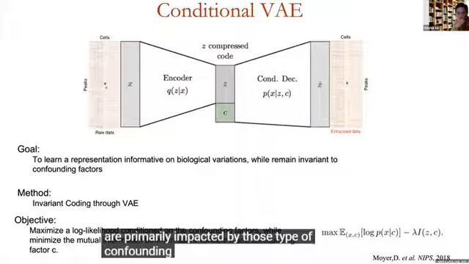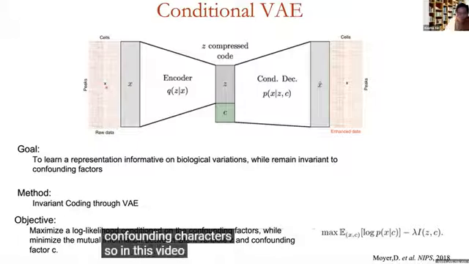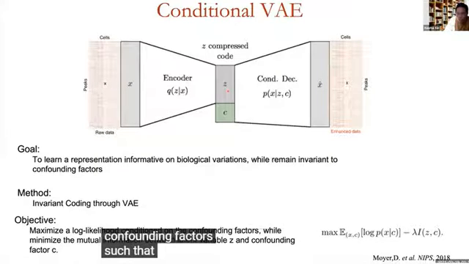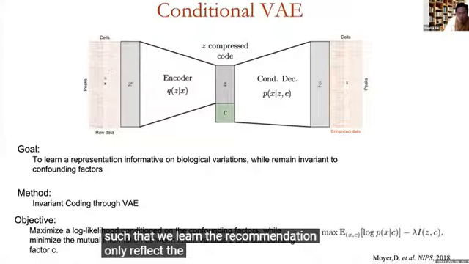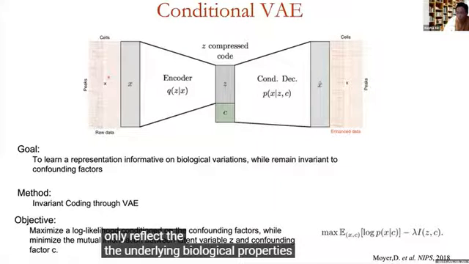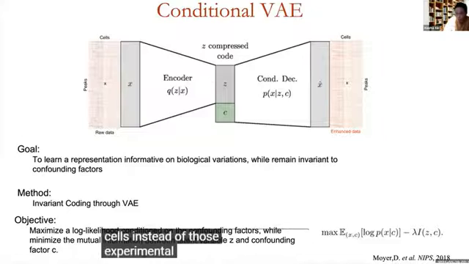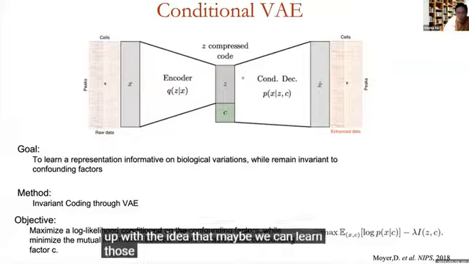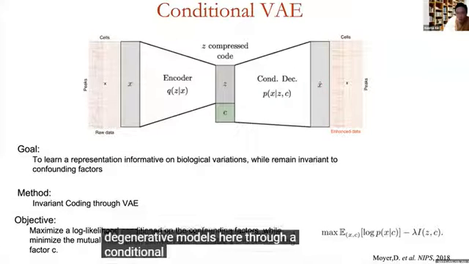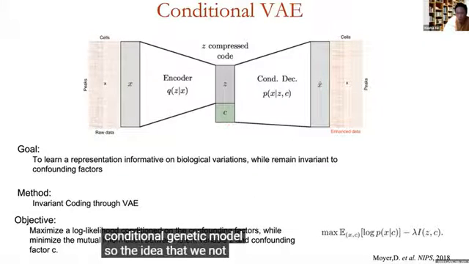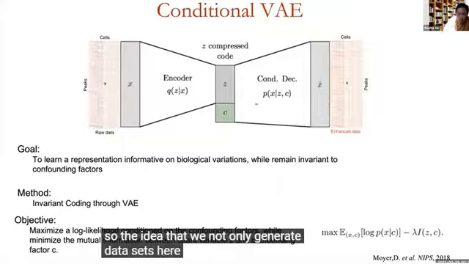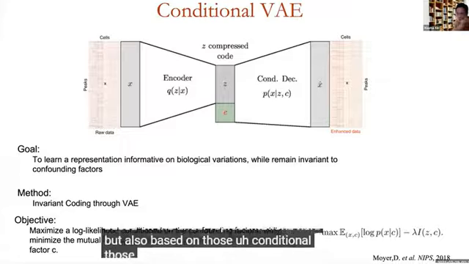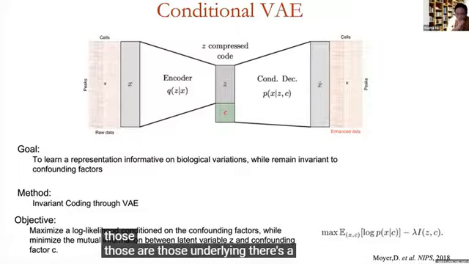type of confounding factors. So in this field, we are interested in how we remove the confounding factors such that we learn a representation that only reflects the underlying biological properties of the cells instead of those experimental artifacts. And then we came up with this idea that maybe we can learn those deep generative models through a conditional generative model. So the idea is that we not only generate data sets based on the underlying representations, but also based on those confounding factors.